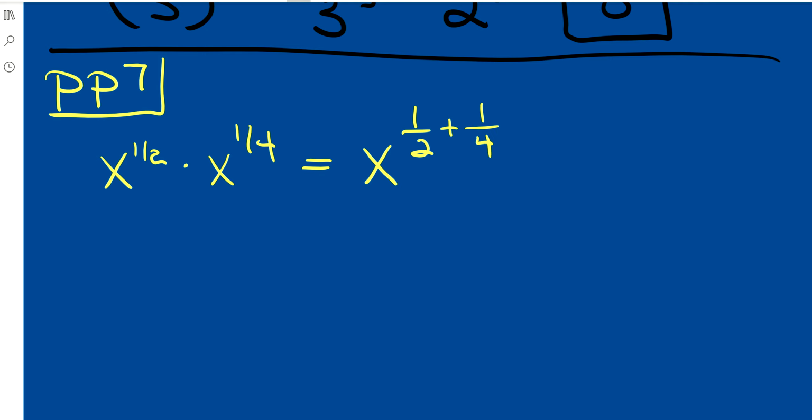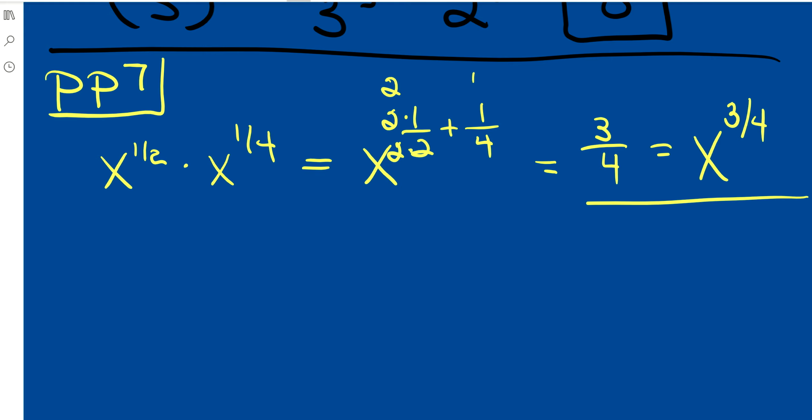Okay, so we're going to add our two fractions up. So it gets our denominators to be the same, you know that routine. So I'm going to end up having 2 times 1 is 2 plus 1 is 3 over my denominator, which is 4. So this is going to end up equaling x to the 3 over 4. Remember not to put your answer as 3 over 4, but it's x to the 3 over 4. All right, so there's our first one.